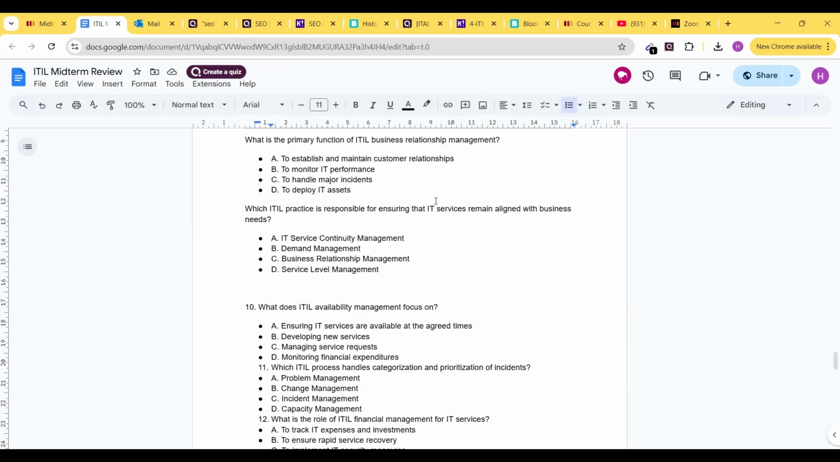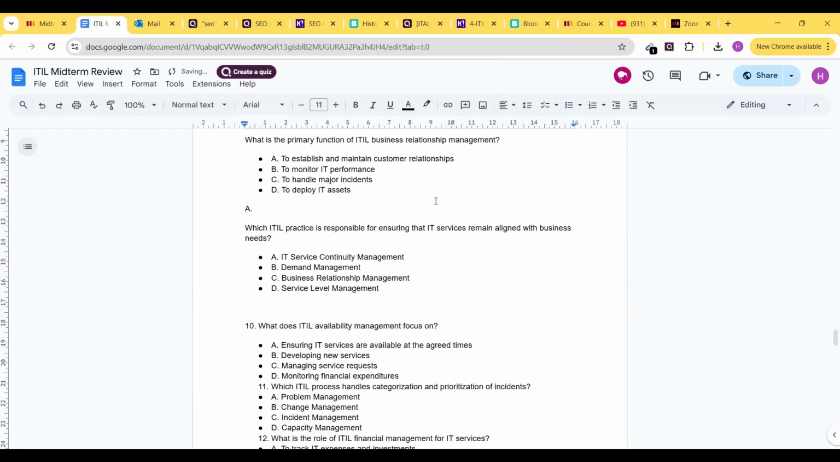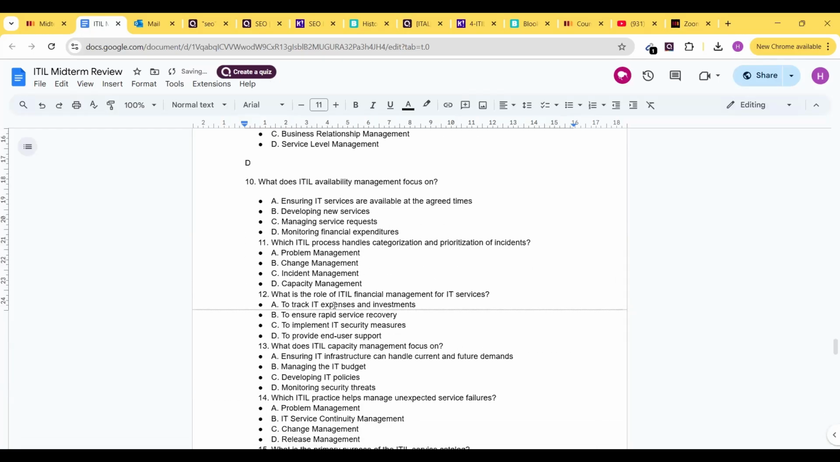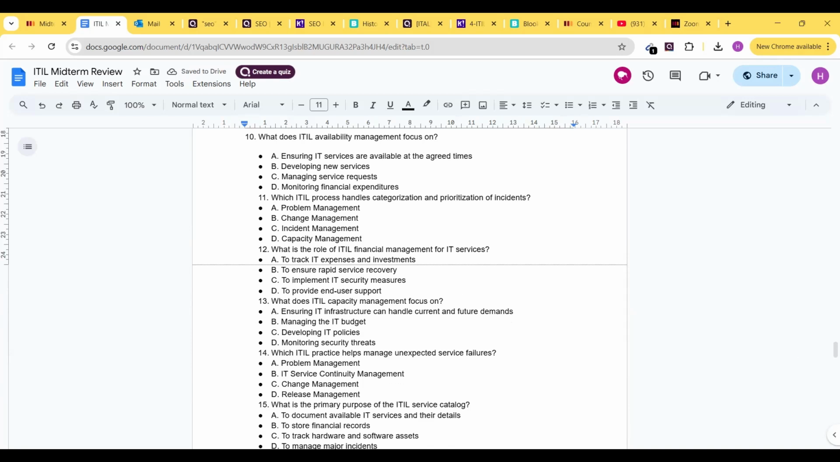A is correct. Yes. Which ITIL practice is responsible for ensuring that IT services remain aligned with business needs? So it will be D. Yeah, D. And then what does ITIL availability management focus on?